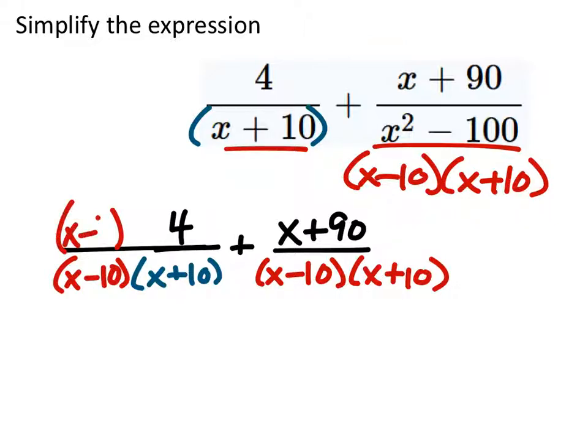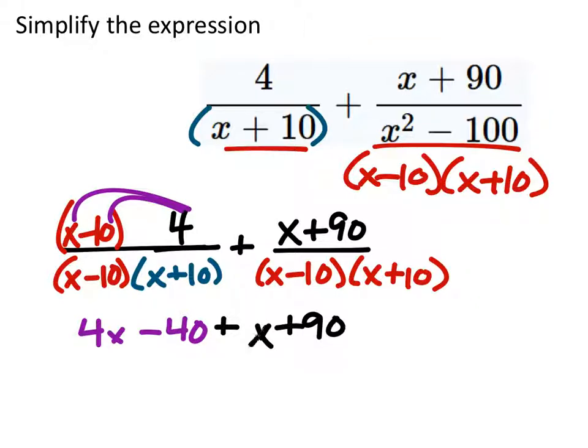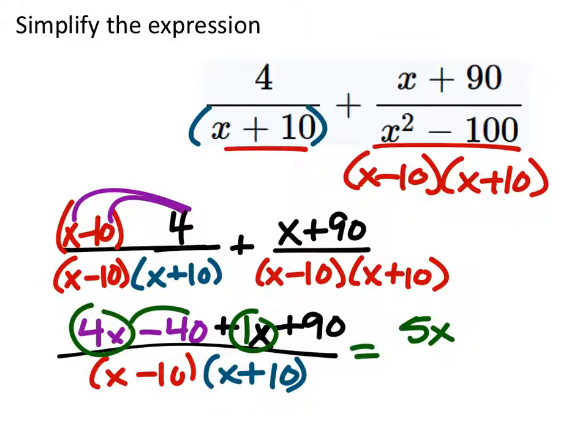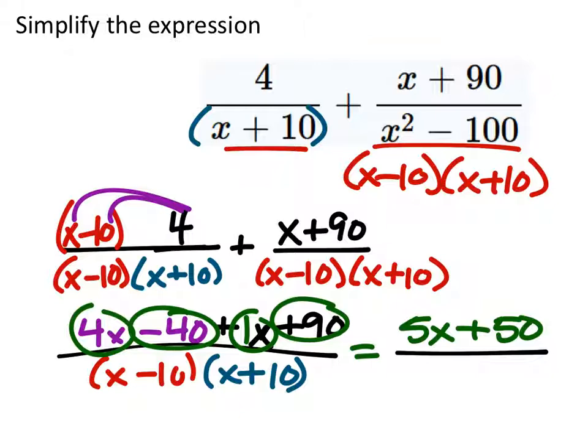But I need it to be a factor of 1, so I need to multiply it in the numerator as well. Which means that I can distribute that 4 to make that 4x minus 40 plus the x plus 90 in my numerator all over x minus 10 times the x plus 10. Okay, well let's look to combine like terms here. I've got the 4x and the 1x, which is going to give me 5x. And then I've got negative 40 plus 90, which is positive 50. And this is all over my common denominator. And this is what we have now.